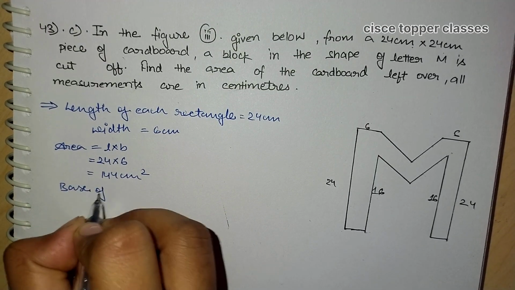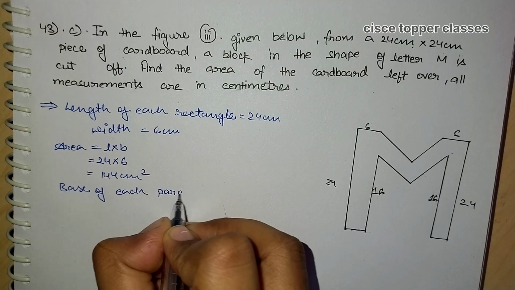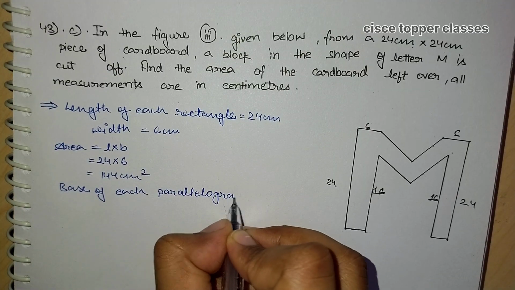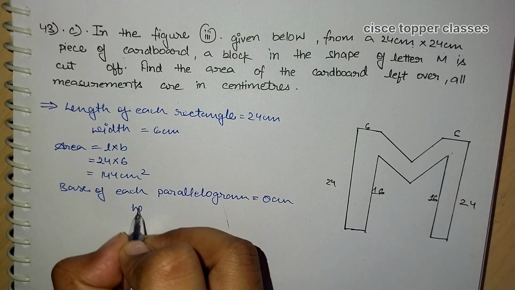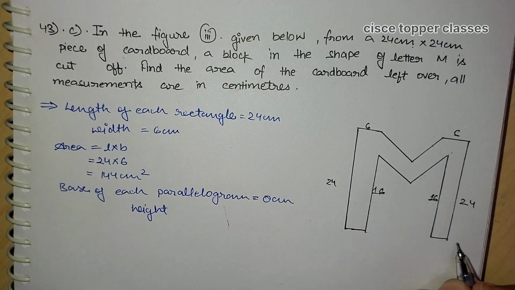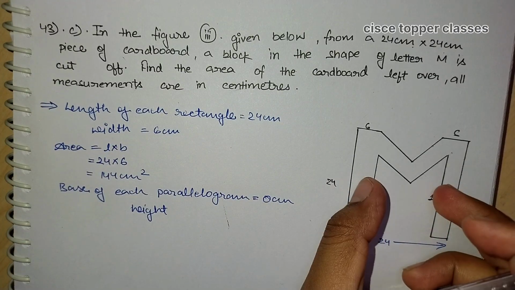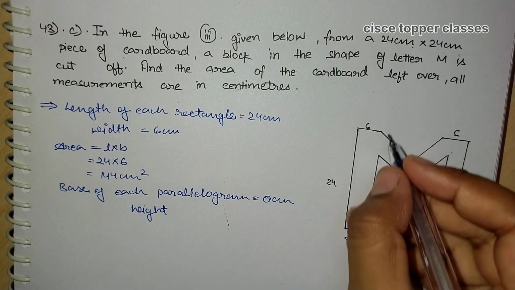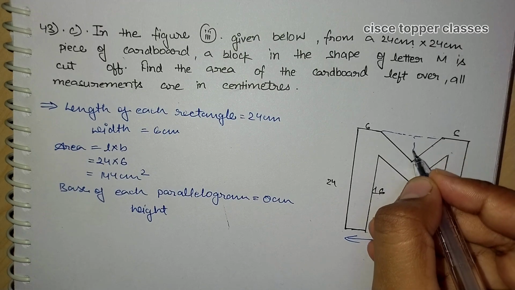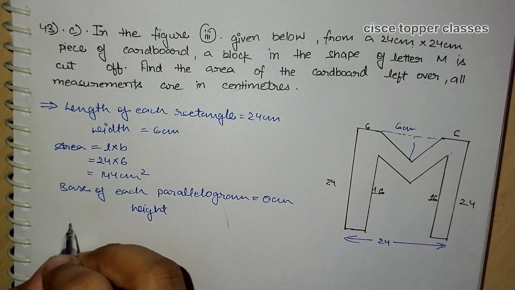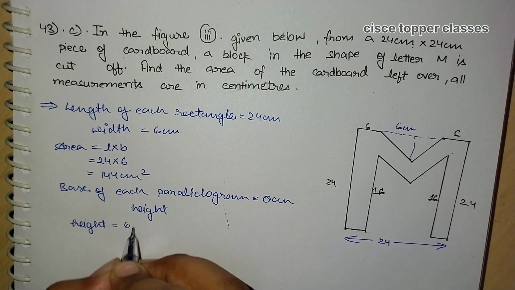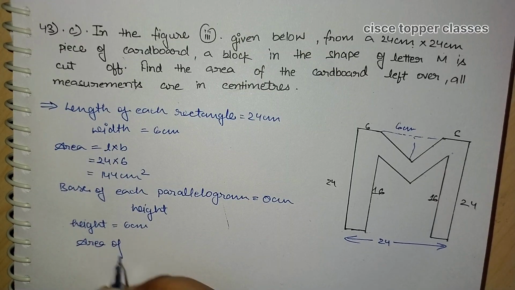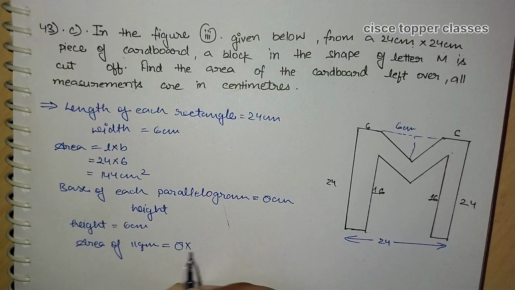Now base of each parallelogram will be 8 centimeter, and height will be, if we subtract here, let the cardboard be 24 centimeter from here, so this will be 24, and if we subtract 12, the remaining part will be 12, and from the midpoint if we divide by 2, it will be 6 centimeter on both sides. The height of this parallelogram will be 6 centimeter. So here we can write height also as 6 centimeter. So area of parallelogram will be height into base, means 8 into 6, so 48 centimeter square.